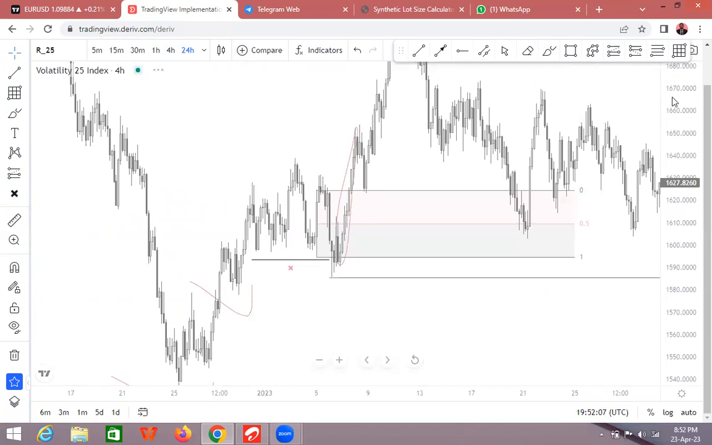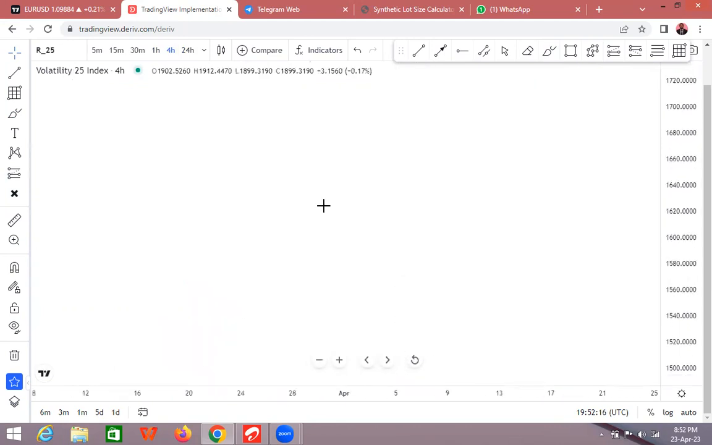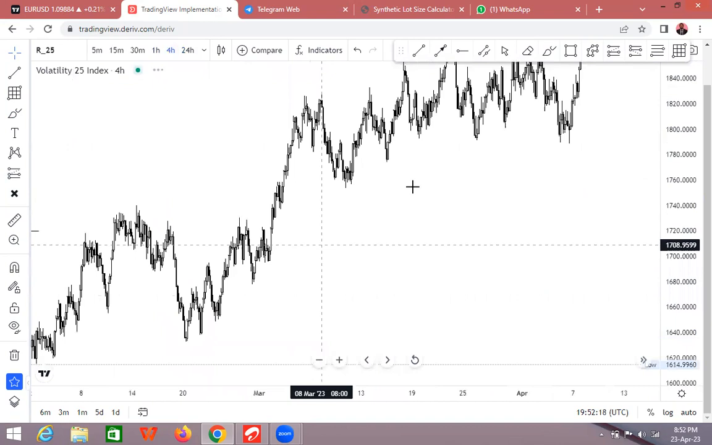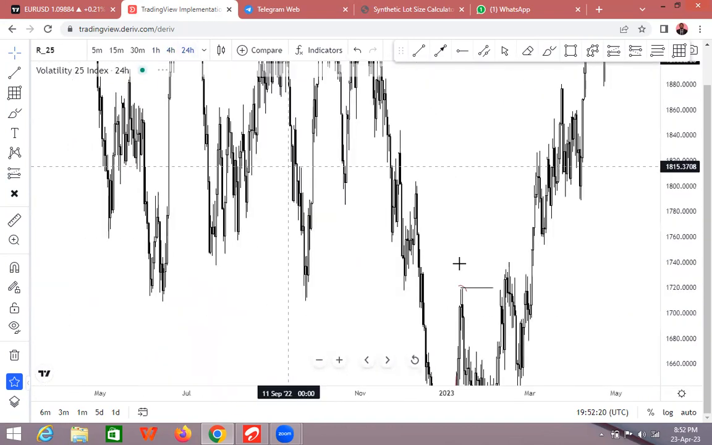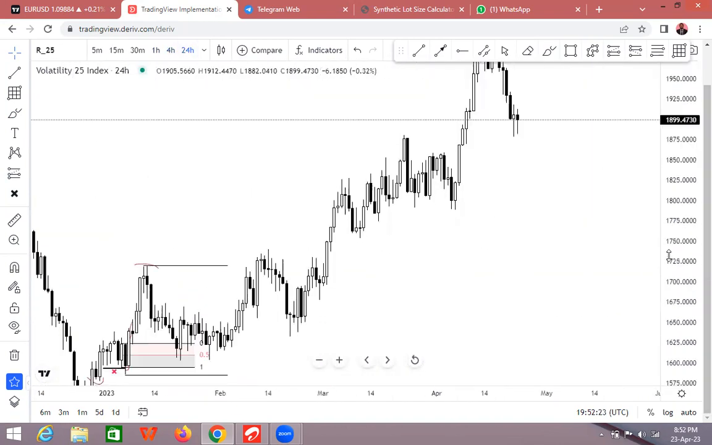This happens on all time frames, so it doesn't necessarily have to be on the daily or 4 hours. It happens on all time frames. You know, the market is fractal, so it happens on all time frames. So that is mitigation candle.